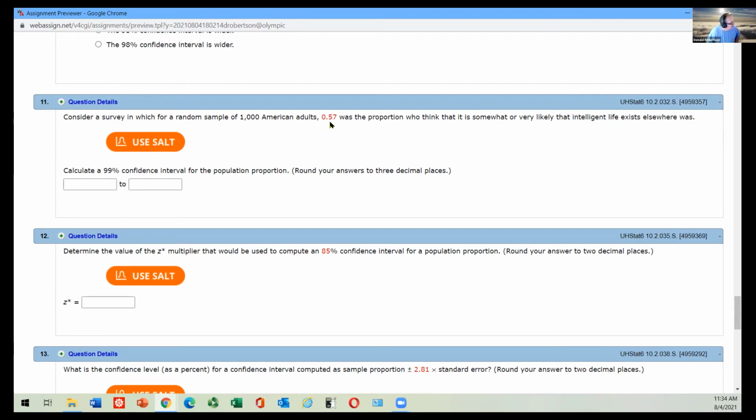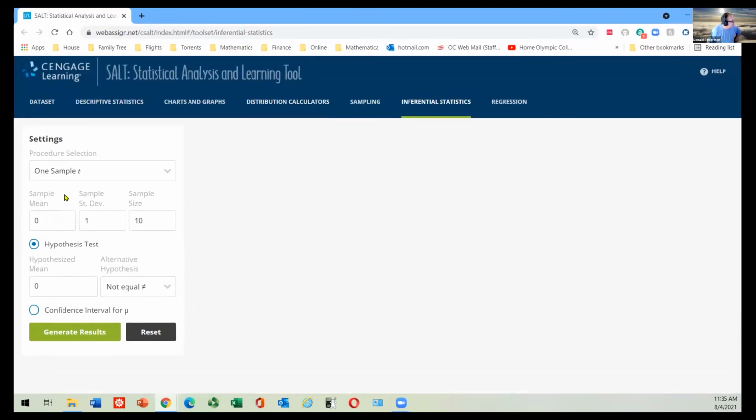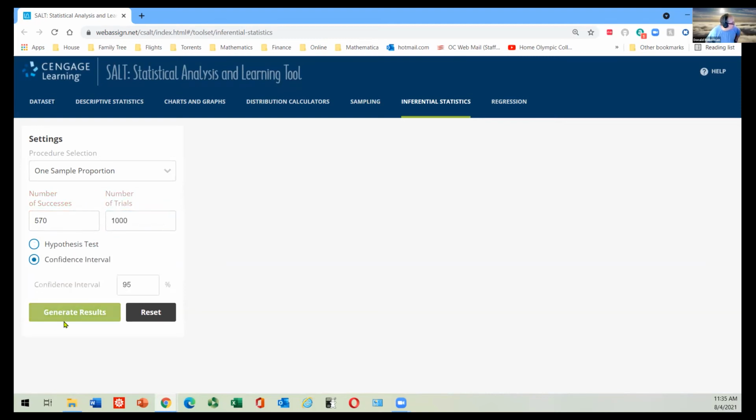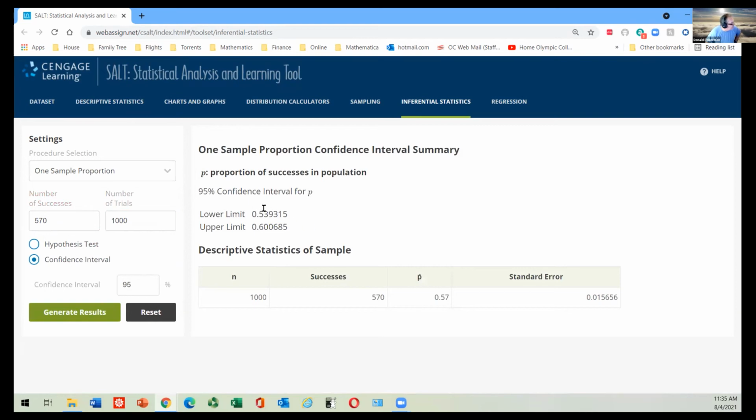Okay, so it's that horrible decimal guy. What number am I going to be using when I hit Salt here? I'm not going to be putting 0.57 in. Agreed? 570. Right, so I'm going to find 0.57 times 1,000, so 570. Make sure we're on proportions, and do a 570 out of 1,000. Make sure it's a confidence interval and then generate a result, and it's that number to that number.